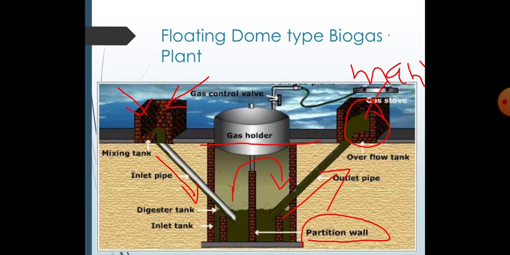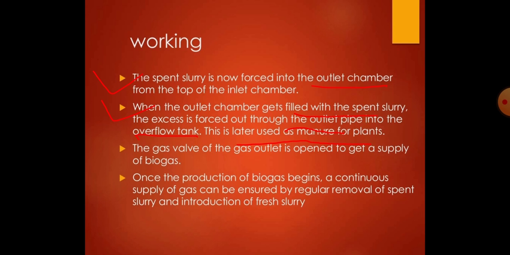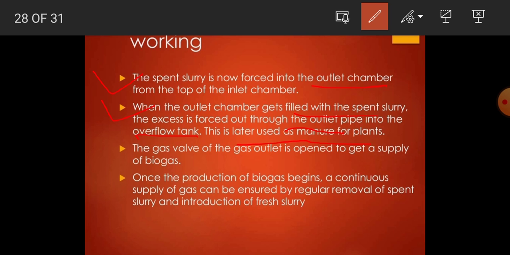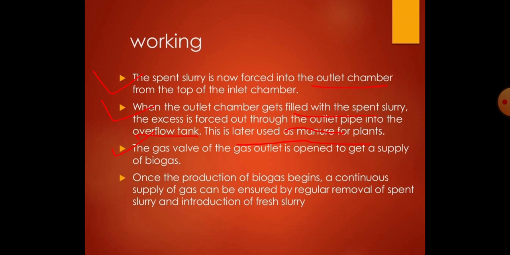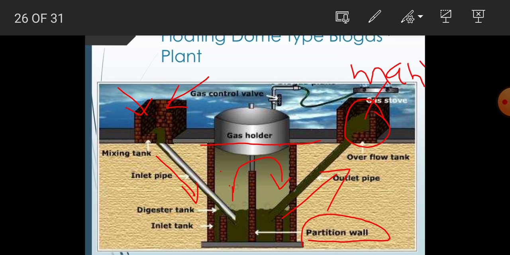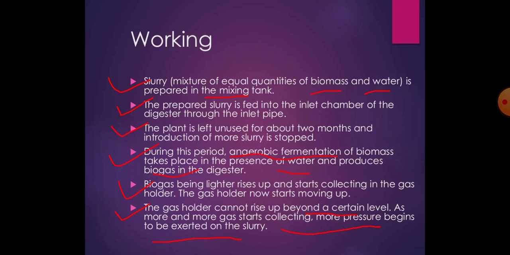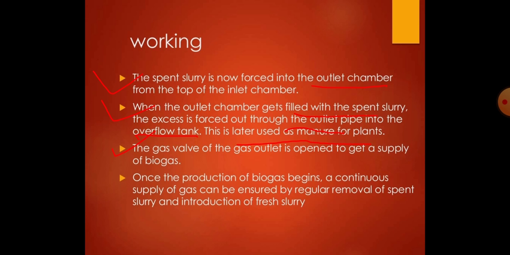After that, the gas valve of the gas outlet is opened to get the supply of biogas. There is a gas control valve, which can be used for cooking purposes. So we can get the gas out from the gas holder.